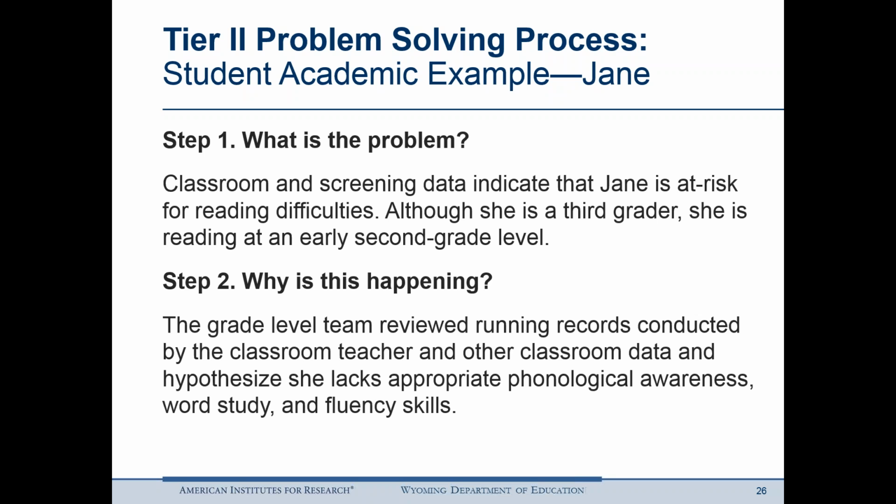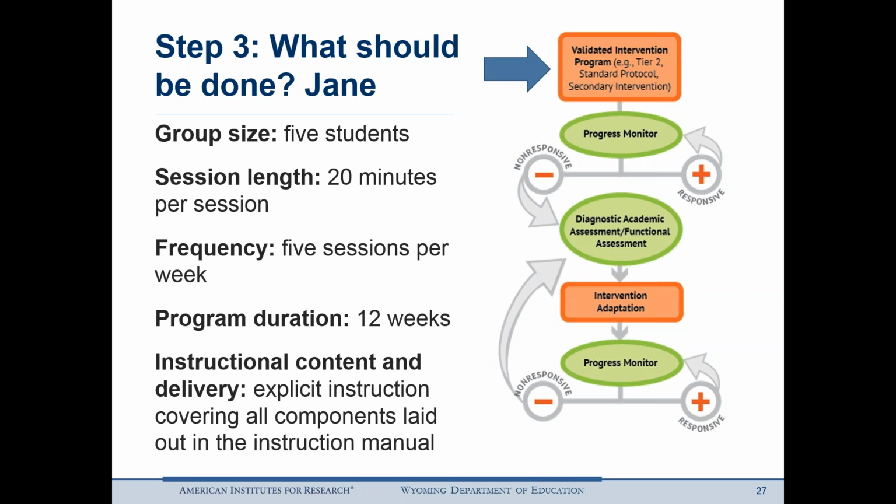The grade level team reviewed running records conducted by the classroom teacher and other classroom data and hypothesized that she lacked appropriate phonological awareness, word study, and fluency skills. The next step in the process is to determine what should be done. The team decides, based on their initial hypothesis about why she's struggling, to place Jane in the following intervention program. It will have 5 students, and she'll have 5 sessions each week for 20 minutes a session. The sessions will end in about 12 weeks, and the content will cover her areas of need.